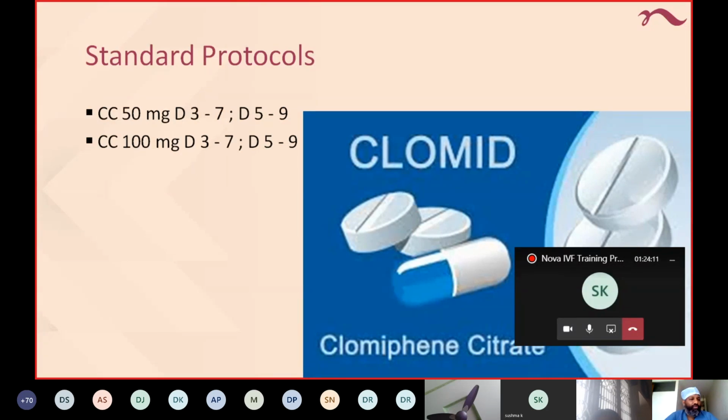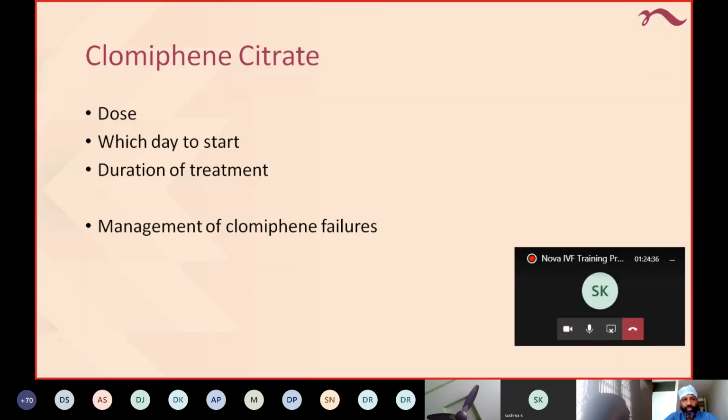We generally use 50 milligram or 100 milligram concentration. With 50 milligram, we can start from the second day or third day. Generally, it is given for 5 days. Yes, it can be started on the fifth day also. It's not necessary that the patient has to come on day 3. When the patient comes on day 5, we can start. Based on their body weight and age, you can decide whether 50 milligram or 100 milligram of the drug. For clomiphene citrate, we'll learn what is the dose, which day to start, what's the duration of treatment, and how to manage the failures.